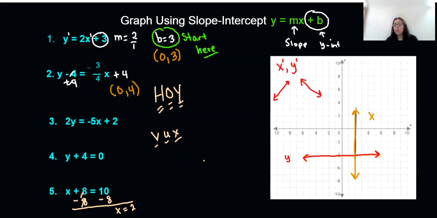Just like if you were doing the x-intercept, like here, x is 2, then y is 0. So for the x-intercept, y is 0. For the y-intercept, x is 0. Just some things to start thinking about. And you can see that on the graph here. It's crossing at 2, 0. It's an x-intercept. It's crossing the x-axis at 2, 0. Y is 0.